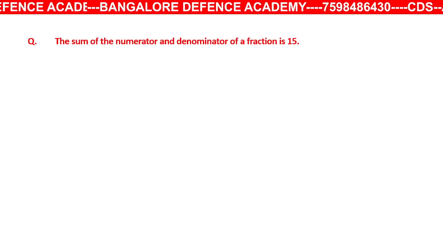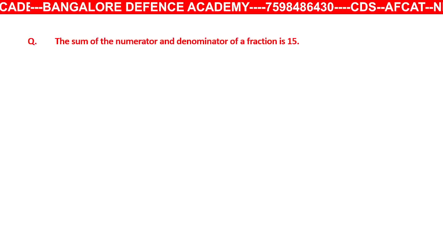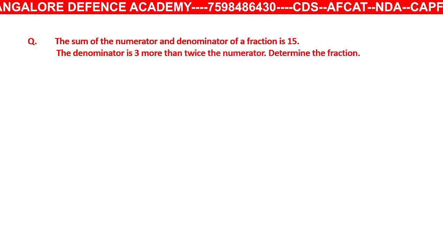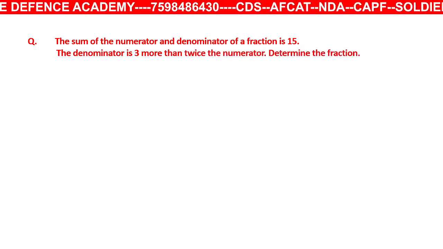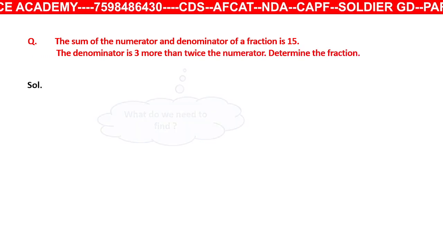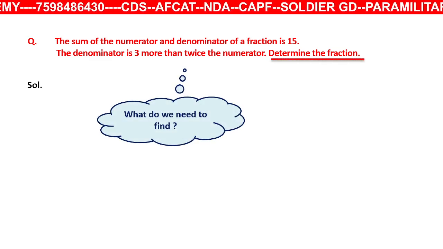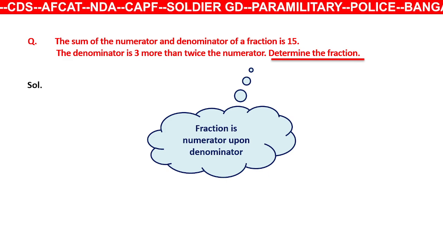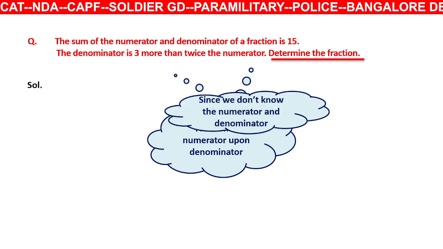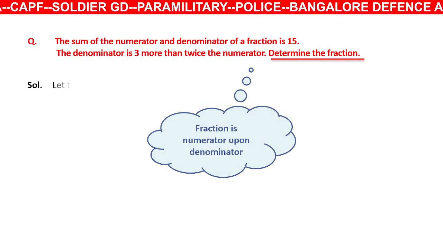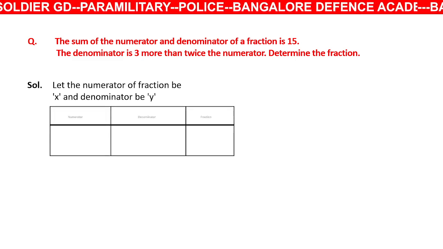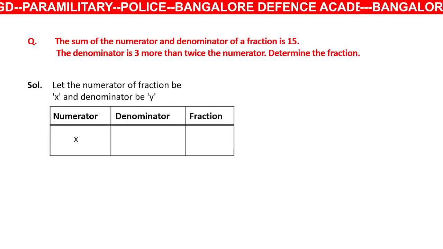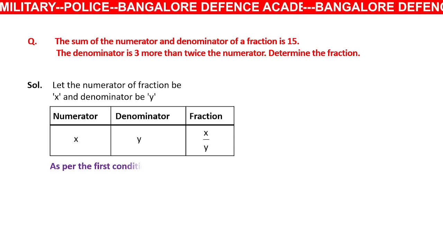Next, moving ahead, the sum of the numerator and denominator of a fraction is 15. The denominator is 3 more than twice the numerator. Determine the fraction. So what do we need to find here? We need to find the fraction, that means x by y. The fraction is numerator upon denominator. Since we don't know the numerator and denominator, we take them as x and y, and the fraction is x by y.